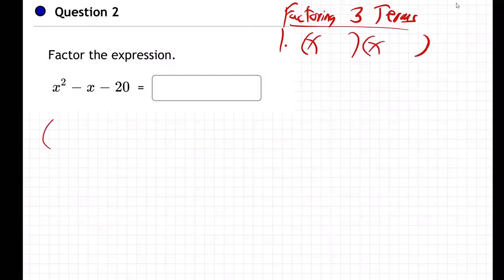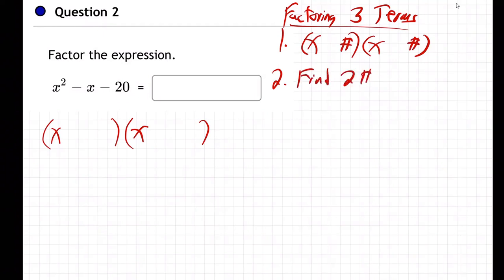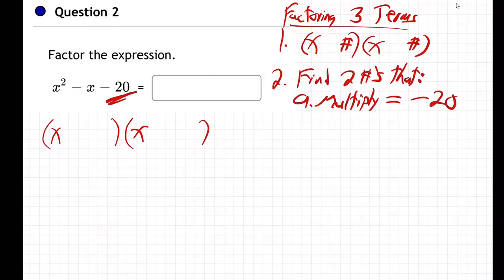So that's the first thing. 2 parentheses, x's in the front. And step number 2 then, we're going to have some kind of number in the back here and number in the back here. We're going to find the 2 numbers that multiply. Find 2 numbers that multiply to equal the -20 at the back.